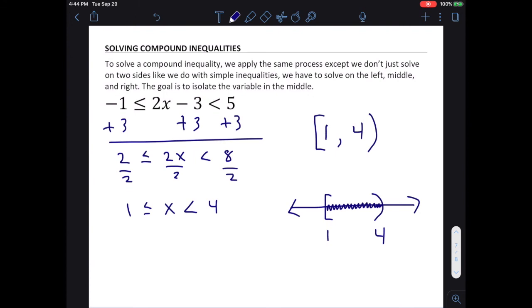Just remember, whatever you do in the middle, you have to do on the left and the right, and then your interval is always going to have two numbers in it, and your graph is always going to have two numbers on it.